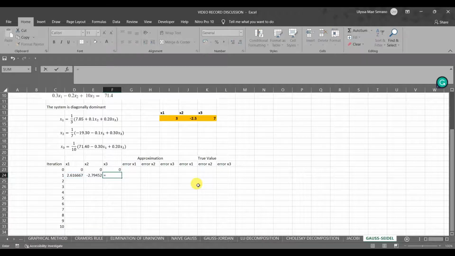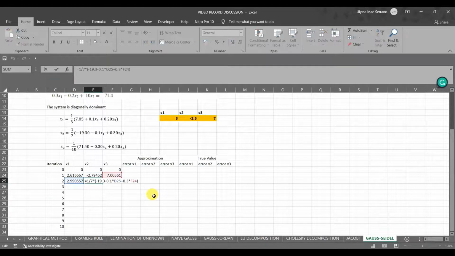And for x sub 3, 1 over 10 multiplied by 71.4 minus 0.3 times x sub 1. So the x sub 1 is based on the first iteration already, plus 0.2 times the new calculated value of x sub 2 on the first iteration. So we will be able to get these particular values. So similarly, let's copy this out. So for our x sub 1, we're going to use the x sub 2 and x sub 3 of the first iteration based on the substitution based on the equation. And we will be able to find this equation.